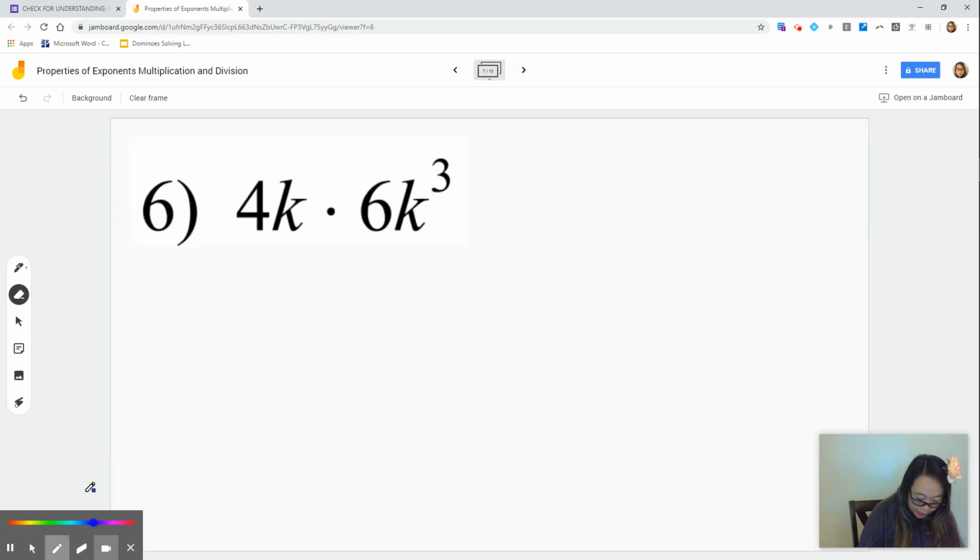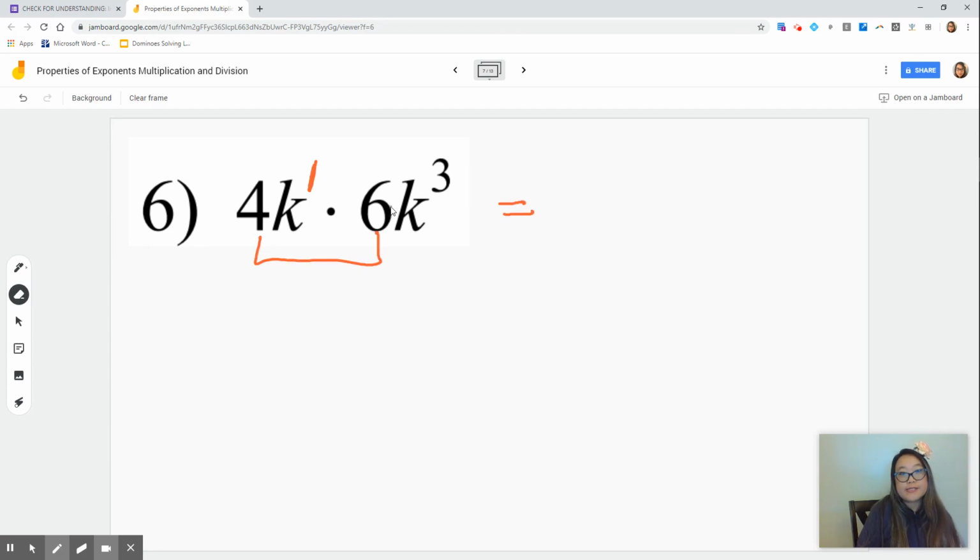All right, so I think you have the hang of it at this point. So this is 4 times 6, which is 24. And then k to the 1 plus 3. So 1 plus 3 is 4. Okay, do the rest of the problems now in the form.